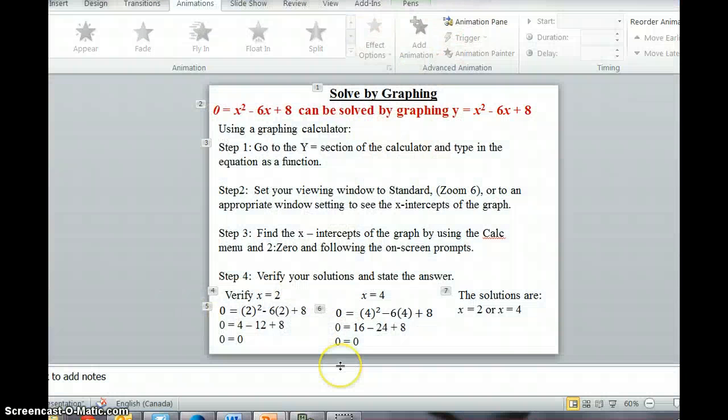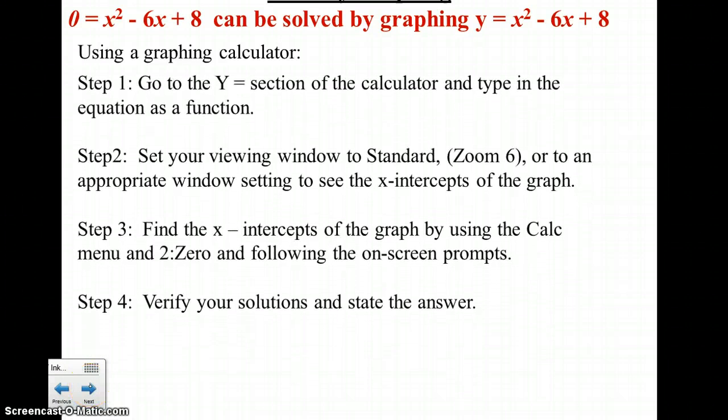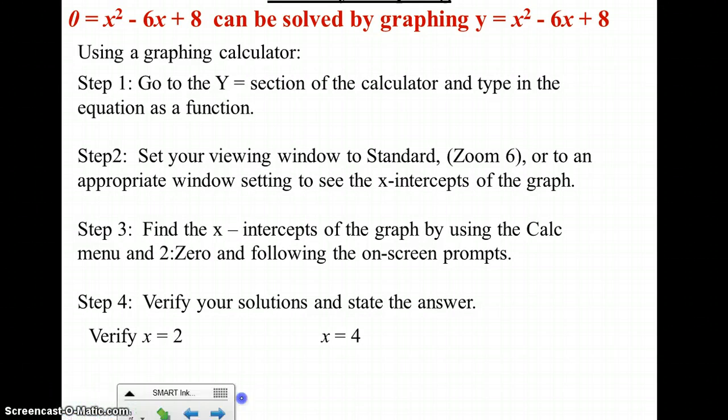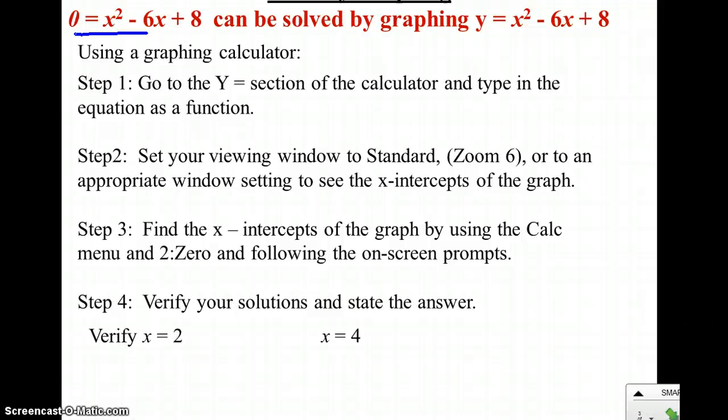So what we now want to do, it asks us to verify. Verify your solutions and state the answers. So let's verify when x is 2 and x is 4. We plug them back into our original equation. 0 equals x squared minus 6x plus 8. So when x is 2, we substitute that in. We find out that 0 does equal 0, it works when x is 2.